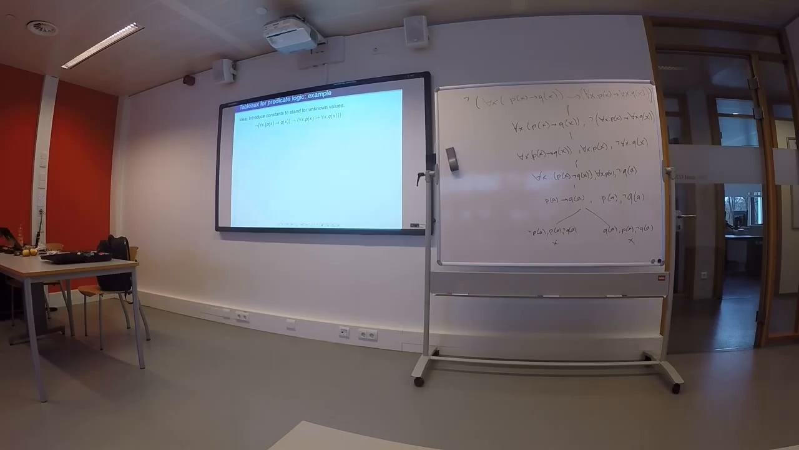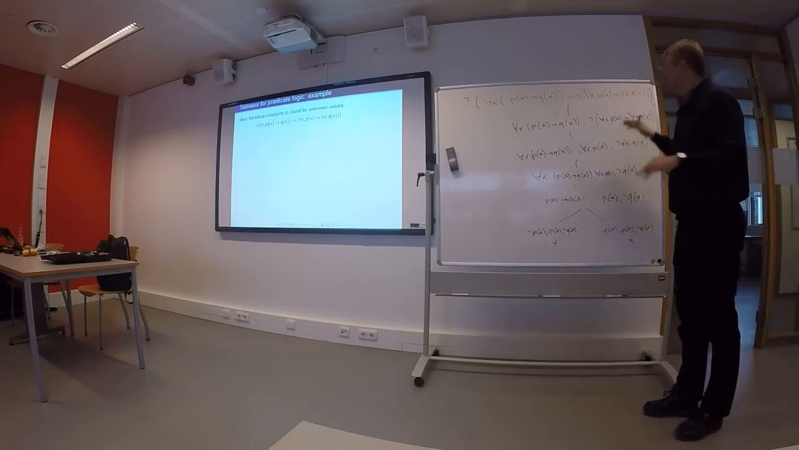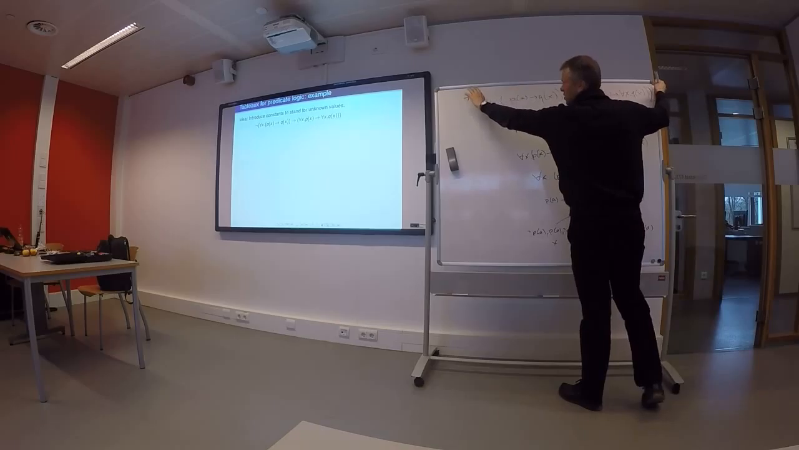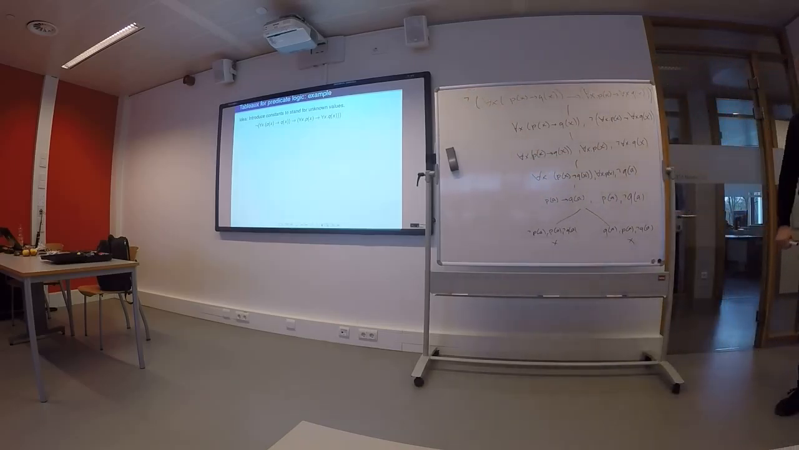And now I'm done. My semantic tableau is closed, which means that the formula I started with is unsatisfiable. And so the formula, this is the negation of the other formula, which therefore is valid.